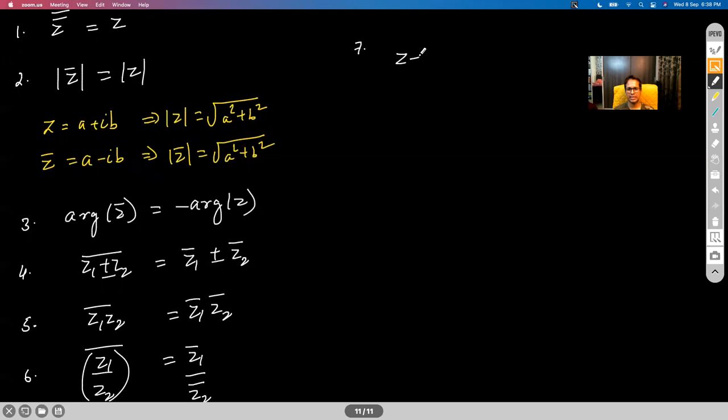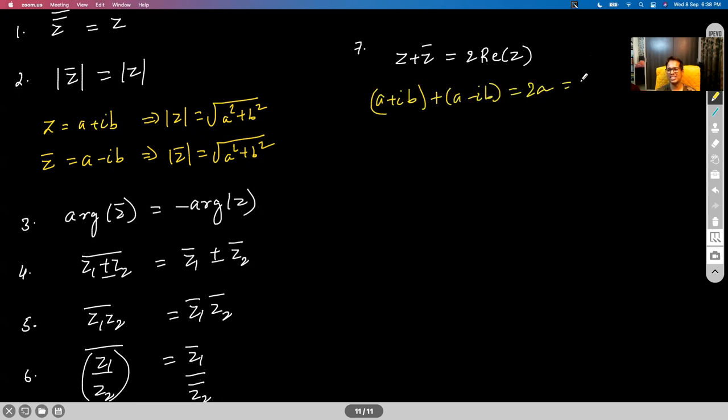Next property. If you add a complex number to its conjugate, it will always give you twice the real part of Z. Now, this is very obvious because if you add a plus ib and a minus ib, don't you get 2a? Correct? 2a is what? 2 real part of z only, no?